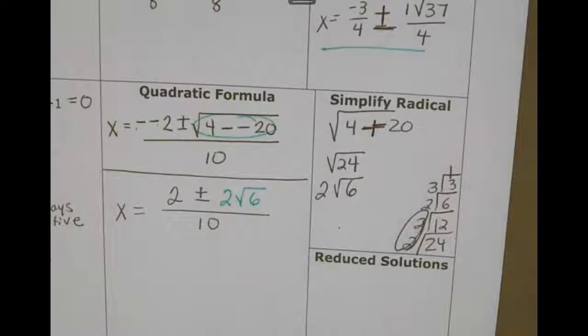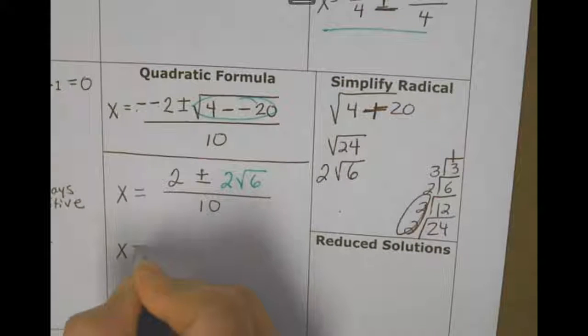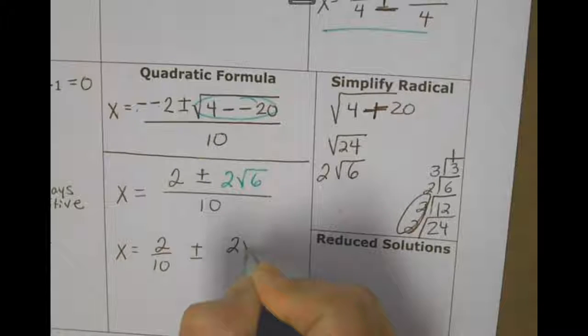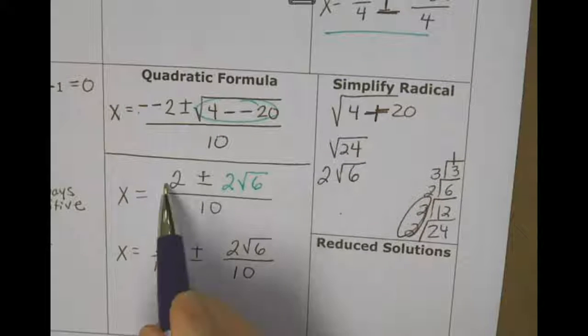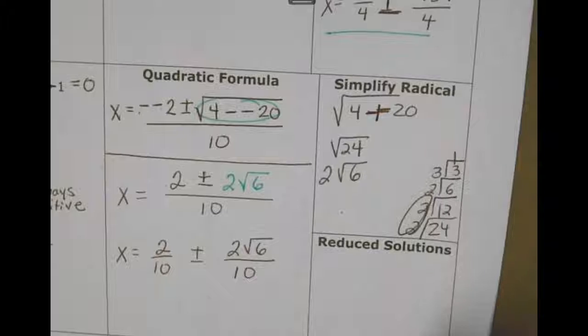If you can get that far, you will get most of the problems on the test, but it will reduce a little bit farther. It will reduce a little bit farther because 2 divides by 10, this number divides by 10 and that number divides by 10, so I can separate it into two separate fractions to make it a little bit easier to reduce.